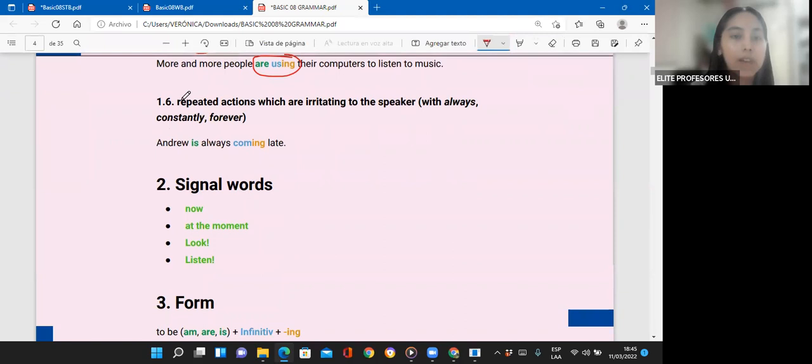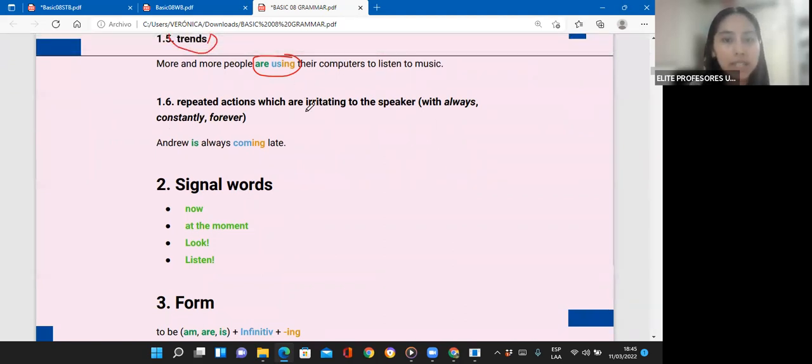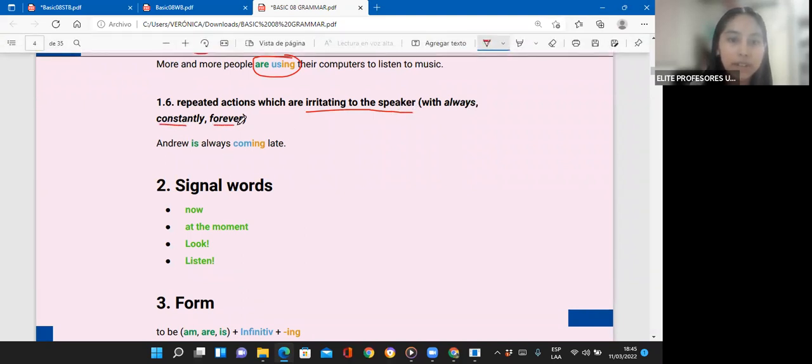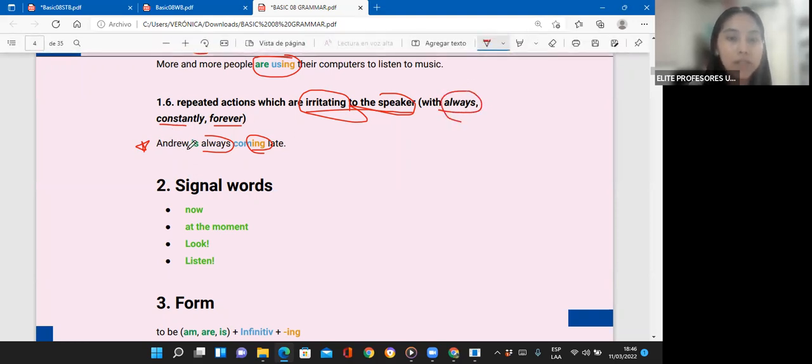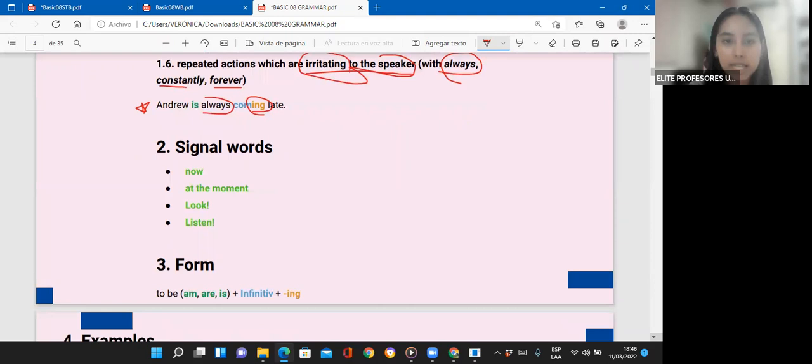Okay, and the last one, we have repeated actions, which are irritating to the speaker. Like always, constantly and forever. For example, when we are referring to irritating things to the speaker. In this example, we have Andrew is always coming late. It's very annoying. It's very irritating. Something that you can't stand. Algo que no puedes soportar. Okay, en este caso, Andrew is always, you see here, always. Then we have always, constantly. Andrew is constantly coming late. All right.